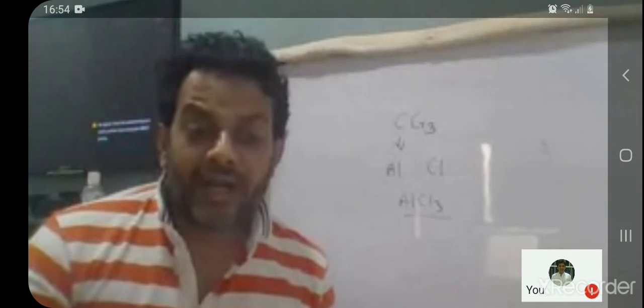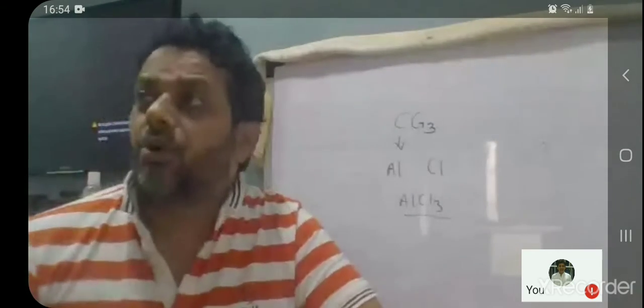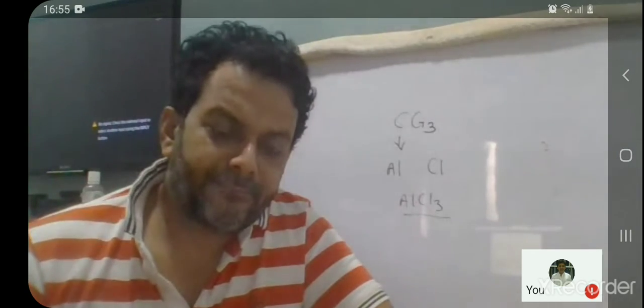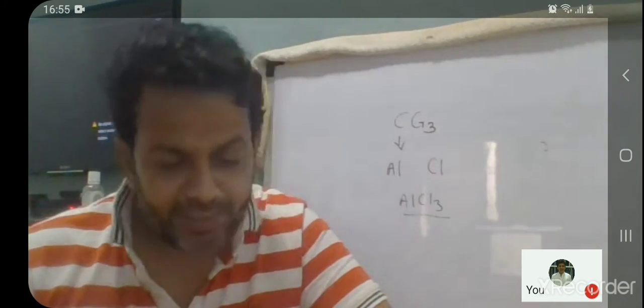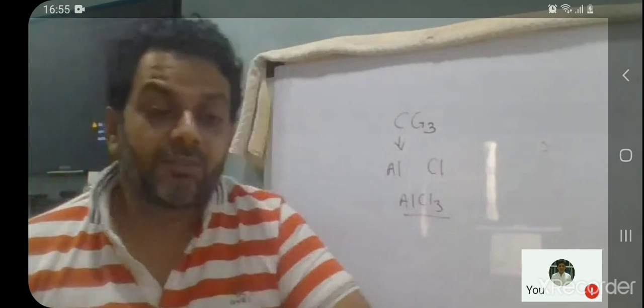Okay, remember. Then next, identify the most abundant element in the earth's crust. Which one is it? Oxygen. Then, which is the most abundant metal in the earth's crust? Most used metal. Aluminium. Okay, remember, aluminium is the most abundant metal. It is the most used metal also.